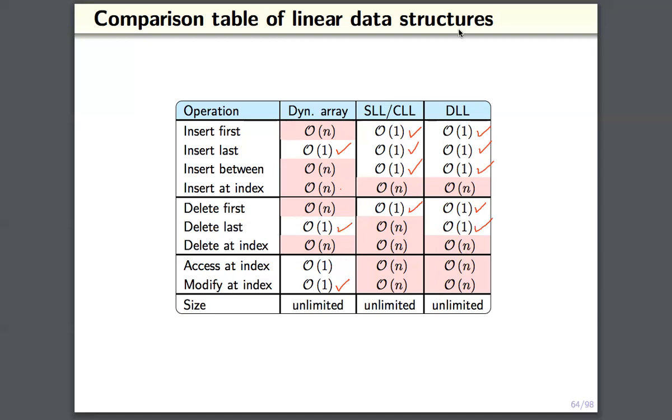Easy for arrays. Access at index, modify at index is easy. But deleting at index or inserting at index for arrays is difficult. Make sense? So you need to understand each and every operation here and the complexity associated with it. Okay, so all the complexities are derived from arrays itself.